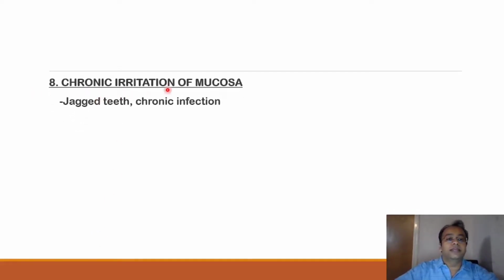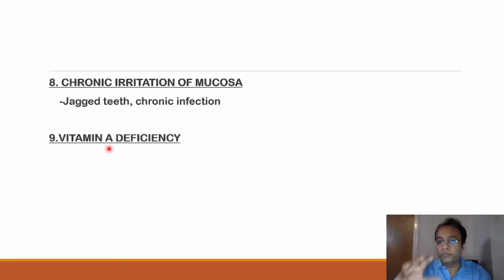The eighth etiological factor is chronic irritation of our buccal mucosa. That could be by chronic infection or by jagged teeth. Chronic infection could be in the form of oral candidiasis, oral syphilis, like that. Vitamin A deficiency and malnutrition also put you at risk for the development of SCC.